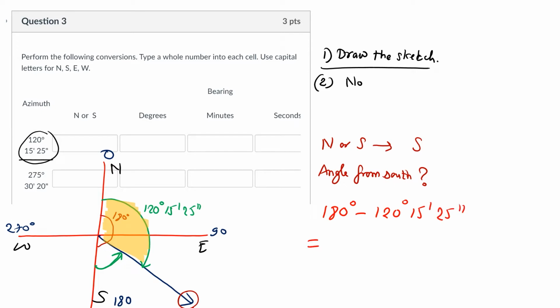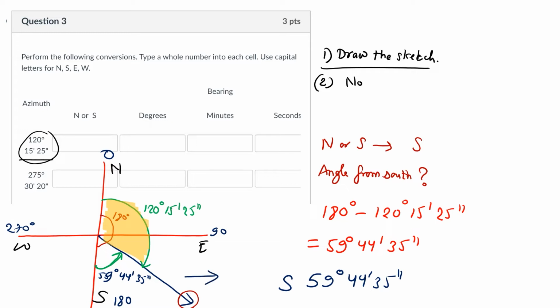Let's try to solve this visually. 180 minus 120 degrees, 15 minutes, 25 seconds, and that would give you 59 degrees, 44 minutes, 35 seconds. So this angle is 59, 44, 35. The bearing of this line would be south, this angle, and it is pointing towards east. So east. So this would be my bearing for this line.